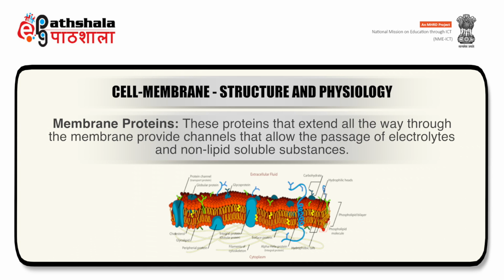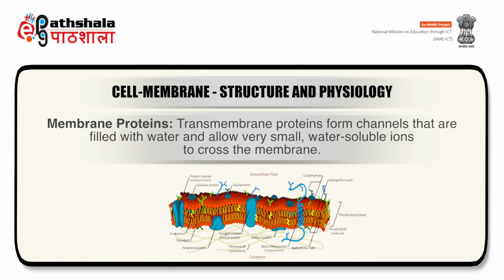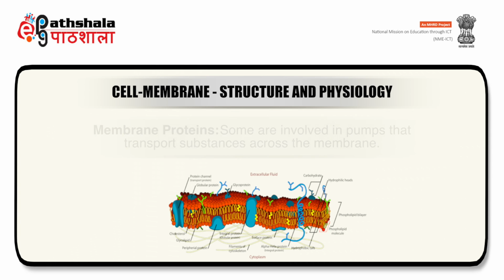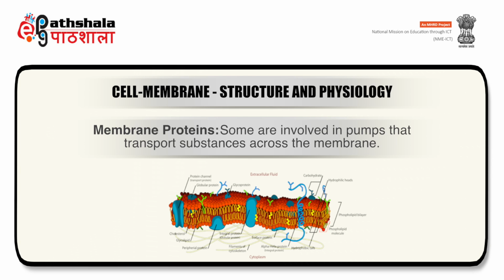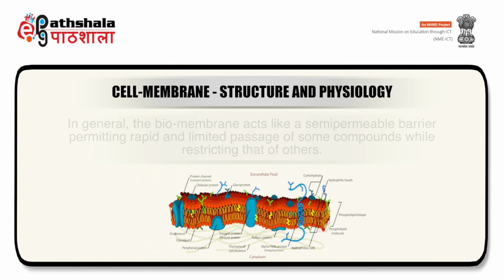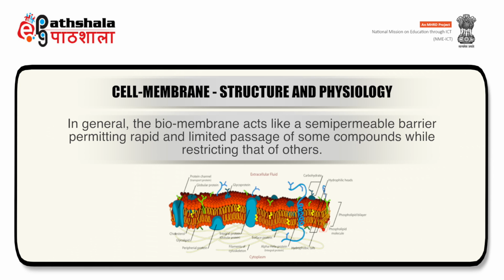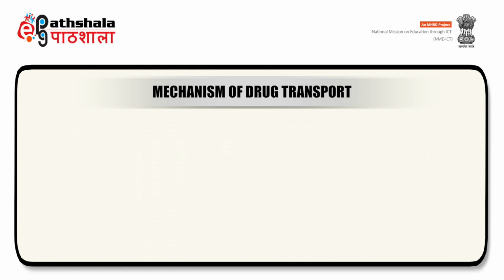There are membrane proteins that extend all the way through the membrane, providing channels that allow the passage of electrolytes and non-lipid soluble substances. These transmembrane proteins form channels that are filled with water and allow very small water-soluble ions to cross the membrane. Some are involved in pumps that transport substances across the membrane. In general, the biomembrane acts like a semi-permeable barrier permitting rapid but limited passage of some compounds while restricting that of others.